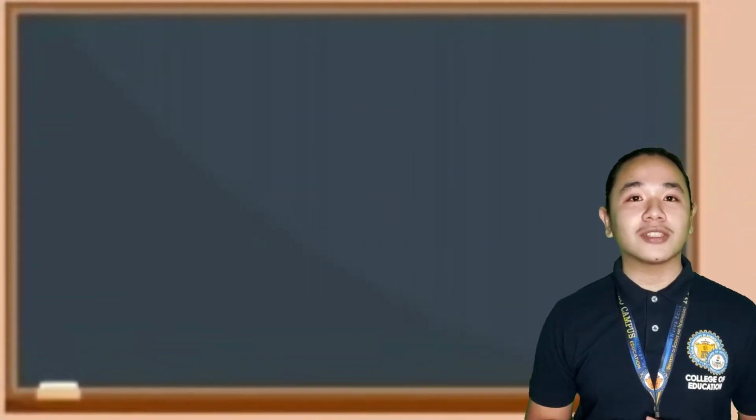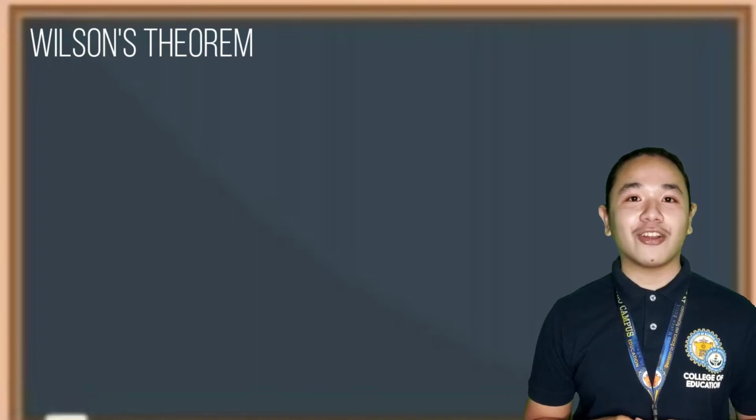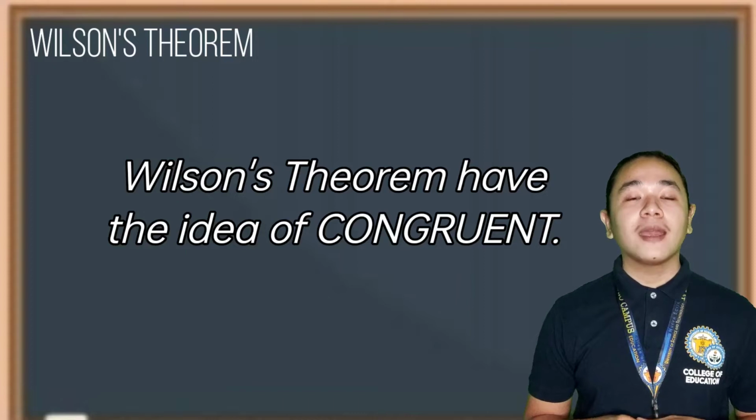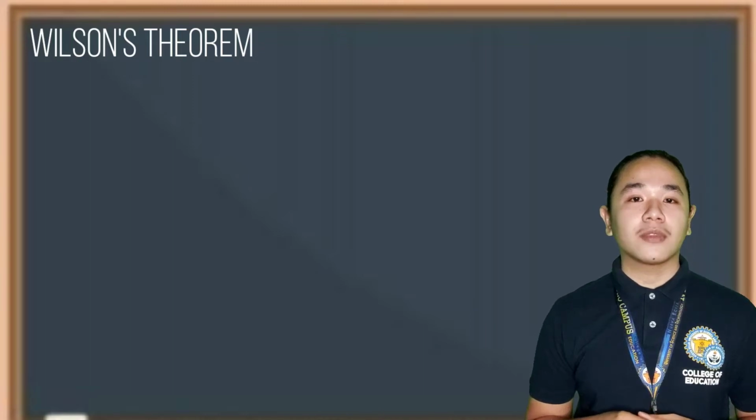Now let's talk about Wilson's theorem. Wilson's theorem is like Fermat's little theorem in that it is related to prime numbers. But Wilson's theorem has the idea of congruence. Now, let's see what Wilson's theorem is.